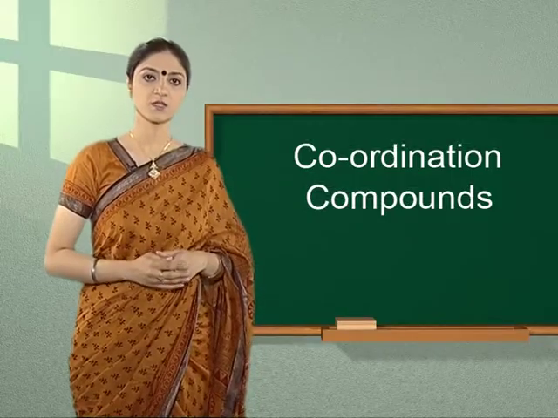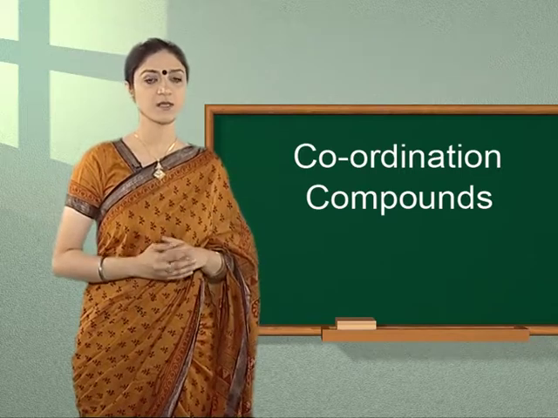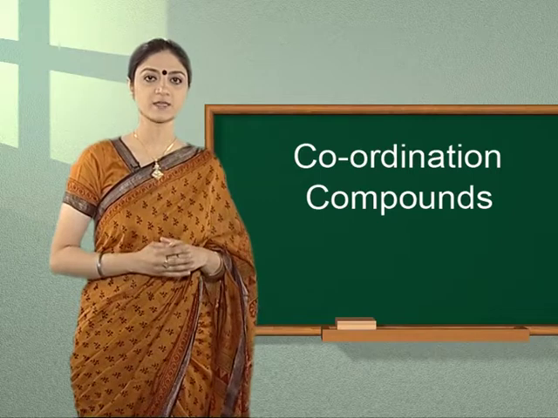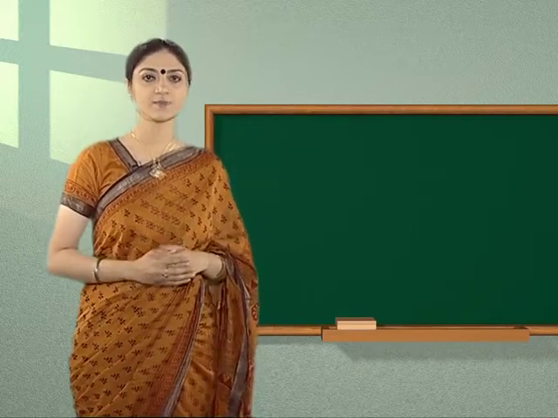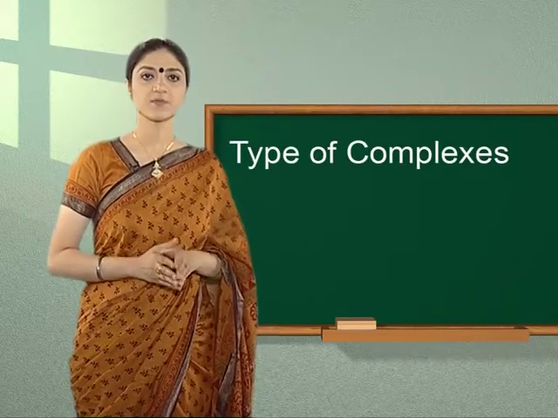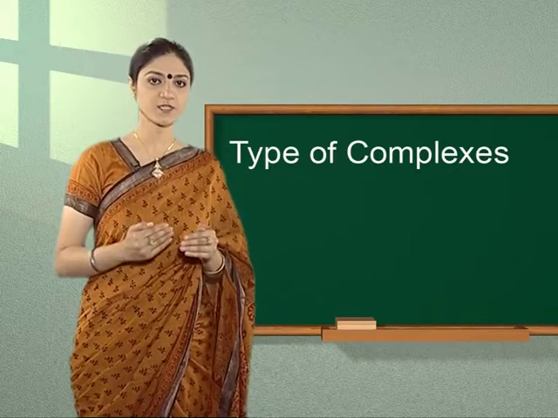To conclude, coordination compounds are distinct chemical species. Their properties and behavior are different from the metal atom or ion and ligands from which they are composed. Let us now discuss the types of complexes. On the basis of charge, complexes can be of three types.